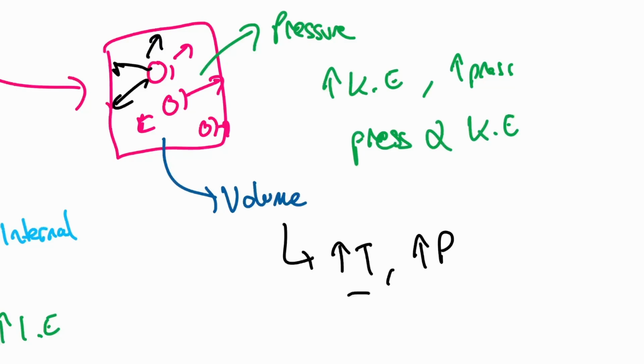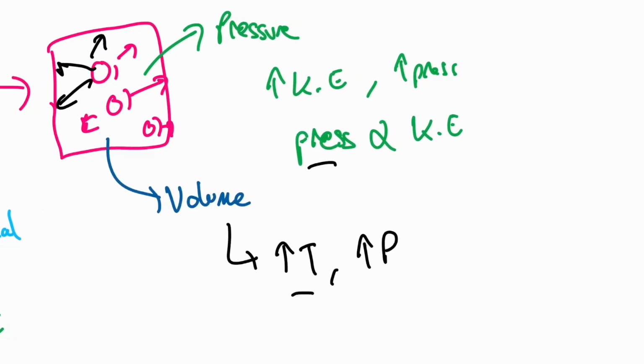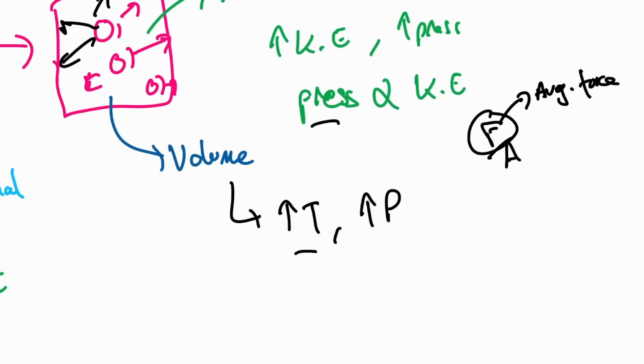And the more frequent those collisions are, basically you get higher pressure, because remember, pressure is basically force divided by area. So the more frequent those collisions are, you have a higher average force on your container walls, okay? Just like if we kept the volume constant and we changed the temperature, it would affect the pressure. We can also say the same.